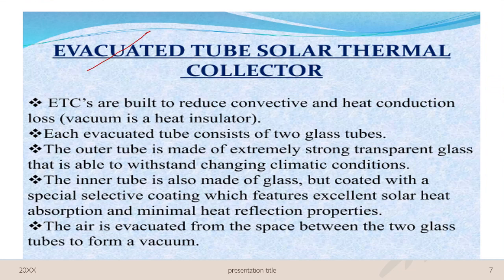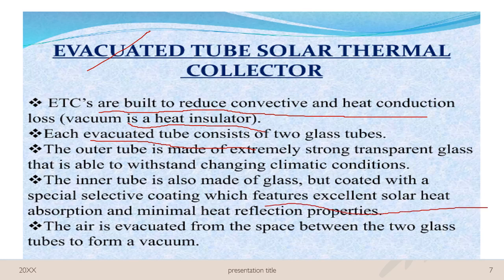Evacuated tube solar thermal collector. ETCs are built to reduce the convection and heat conduction loss. That is, vacuum is a heat insulator. Each evacuated tube consists of two glass tubes. The outer tube is made of extremely strong transparent glass that is able to withstand changing climatic conditions. The inner tube is also made of glass but coated with a special selective coating which features excellent solar heat absorption and minimal heat reflection properties. The air is evacuated from the space between the two glass tubes to form a vacuum.